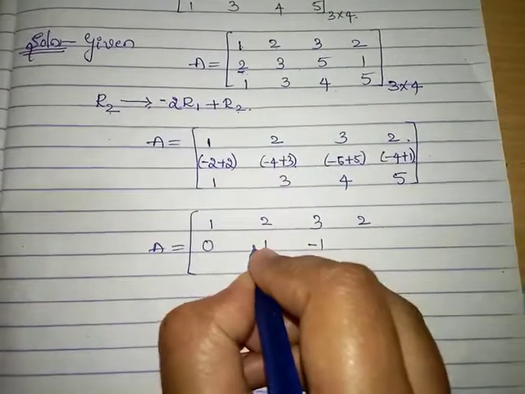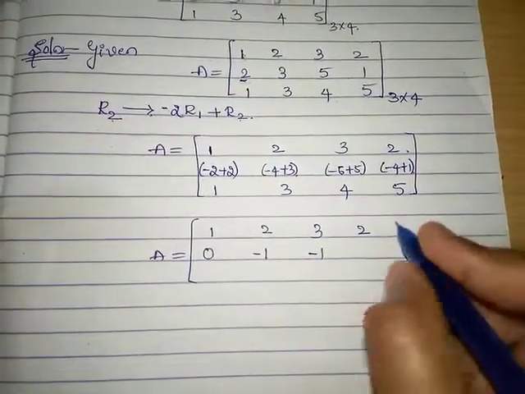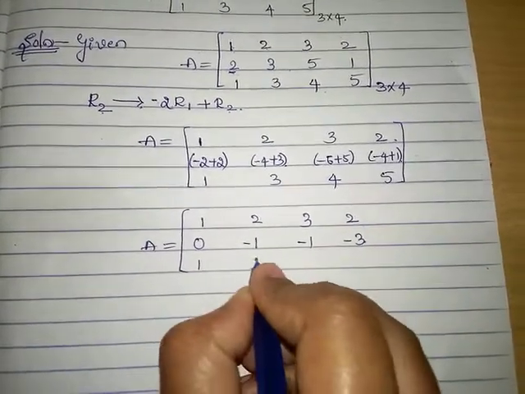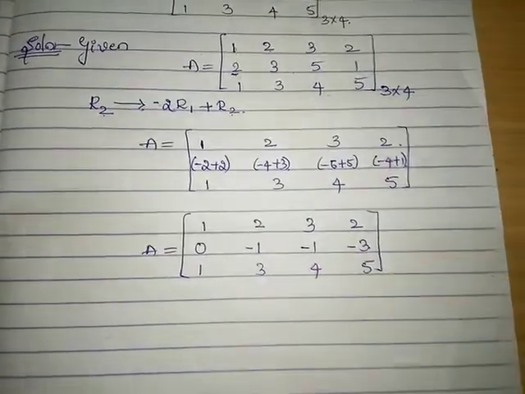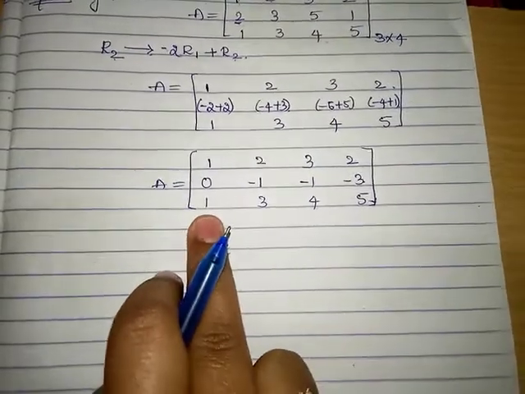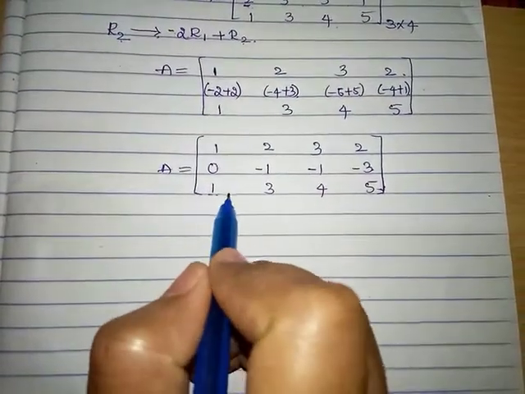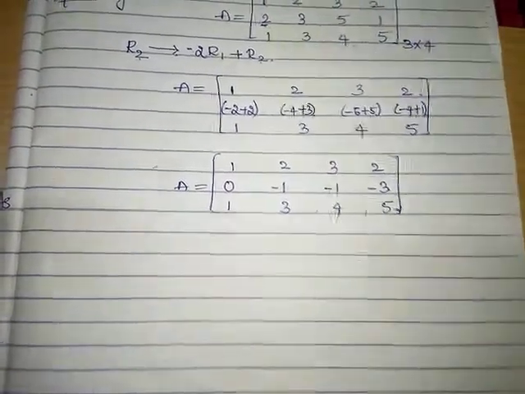Now it is 1, -1, because the bigger number has the negative sign. It is -1, -1. Here it is -3. And the last row is as it is. Okay, the first transformation is over. Next I have to make this element 0, because in our echelon form we have to make this element 0.